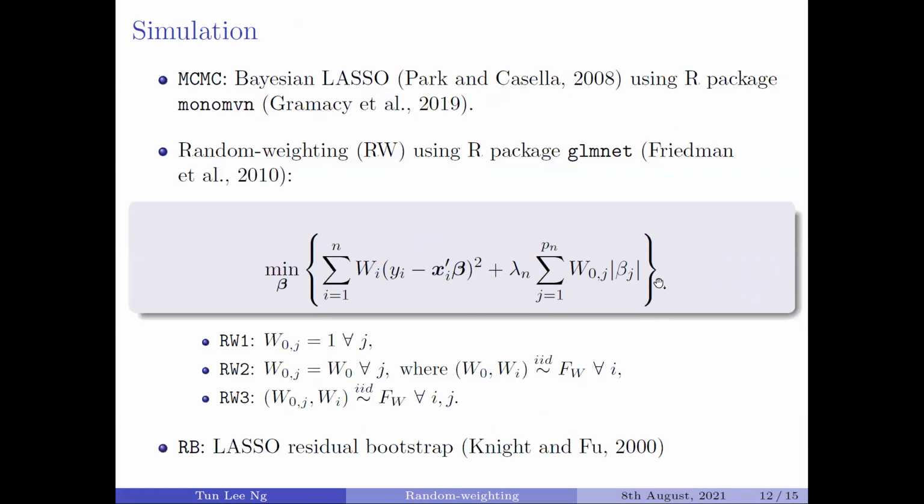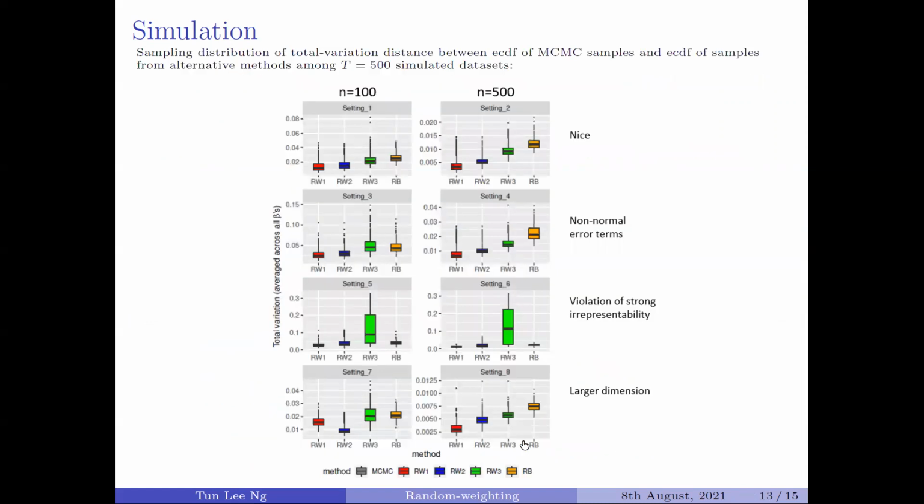To illustrate our results, we're going to consider some simulation results comparing the 3 random weighting schemes that we talked about before with MCMC and the standard lasso residual bootstrap that Keith and I talked about in the Annals of Statistics 2000 paper. Without going too much into details about the simulation schemes, we consider 8 simulation settings, and the settings are listed here. In each setting, we simulate 500 datasets.